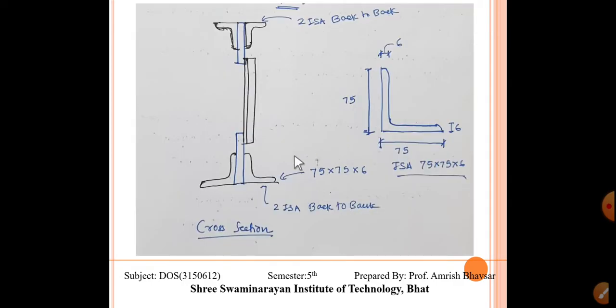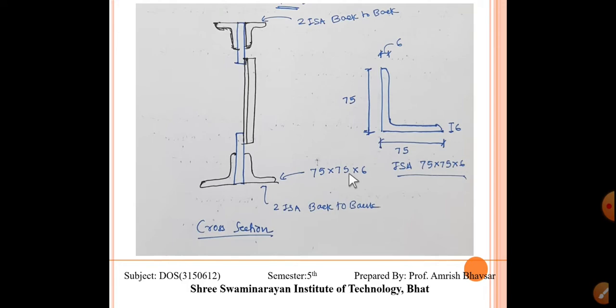Now, if I take a vertical section of this truss, then what we get is our gusset plate and two ISA arranged back to back on either side of the gusset plate. So it is an inclined member, that is called the principal rafter. This is the main tie of the truss member. It is also connected with this gusset plate and two angles ISA back to back. It is 75 by 75 by 6 mm.